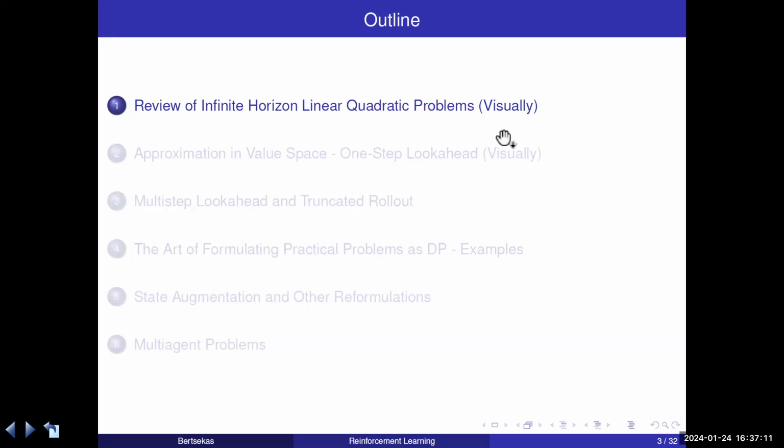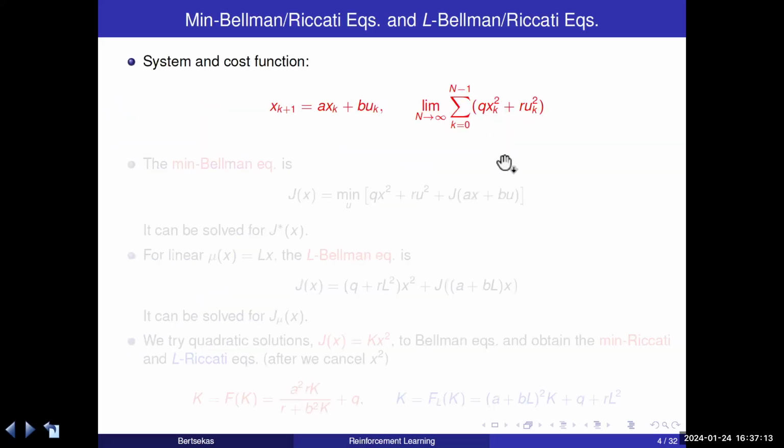So let's go into the review of infinite horizon linear quadratic problems. Remember that we have a linear system, A and B are given. I'm taking here deterministic. Everything holds true for stochastic as well, but it's a little easier to deal with deterministic. The cost is quadratic. This Q and R are given, are positive numbers. This is the cost on the state, the cost on the control. This is the cost per stage. We're trying to minimize the sum of all costs over an infinite horizon.